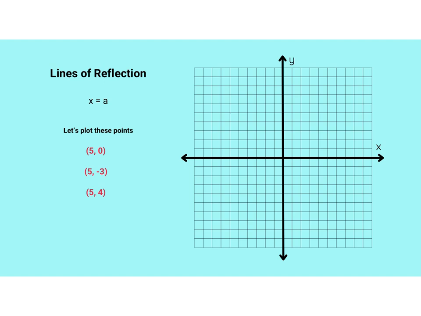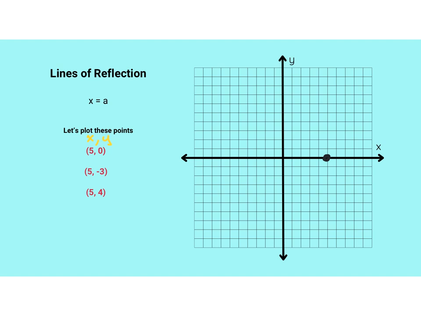Now I want to talk about lines of reflection, and this might feel new to you. It probably is new to you. So I'm going to ask us to plot these points. And remember, it's always X and then Y. And I think black is probably the best choice for color for me. So 5, 0 would be 1, 2, 3, 4, 5 to the right, and nothing for the Y. So I'll put that here.